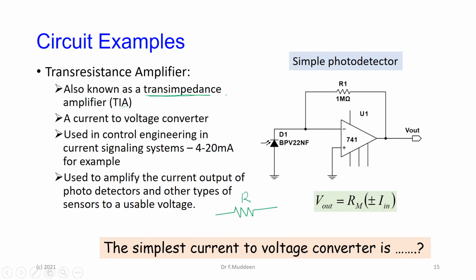How about this? You pass current through a resistor and you get a voltage across the resistance, right? Totally passive and very predictable. That's the simplest current to voltage converter that there is. All right? So you don't have to do anything. If you want to sense a current, pass it through a resistor and measure the voltage across.